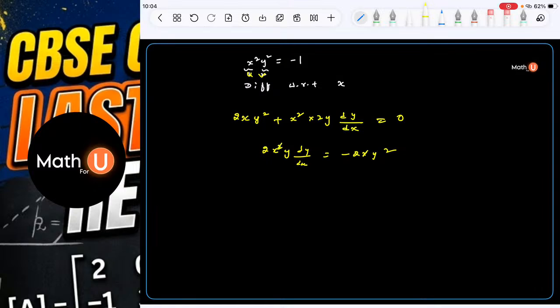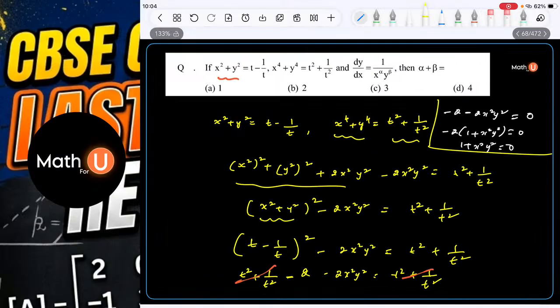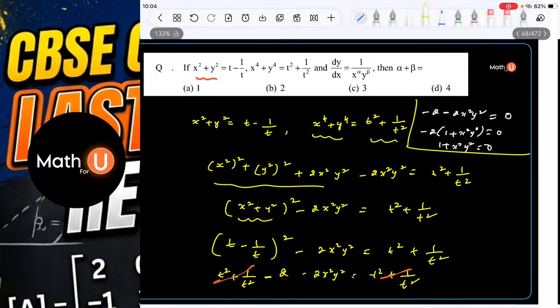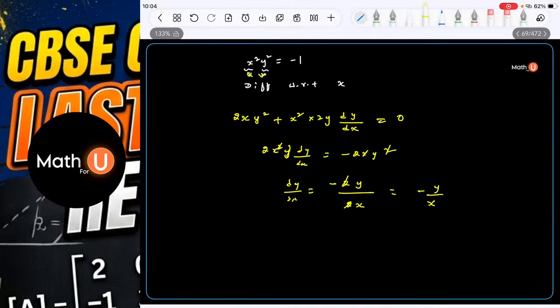Then one x gets cancelled, we get dy by dx is equal to, and one y also gets cancelled, we get minus 2y by 2x. This is what we get, 2 gets cancelled, we get minus y by x. Then I think we missed something.